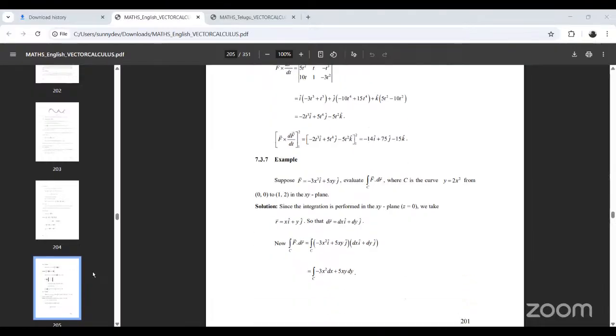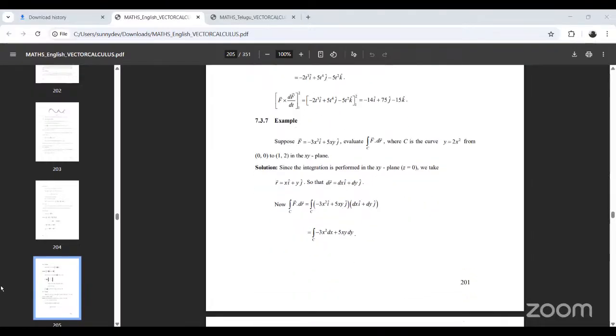Next, here one more example. F equal to 3x squared i plus 5xy j. And it is asking to evaluate the integral of F dot dr, where C is the curve y equal to x squared from 0 comma 0 to 1 comma 2 in the xy plane.